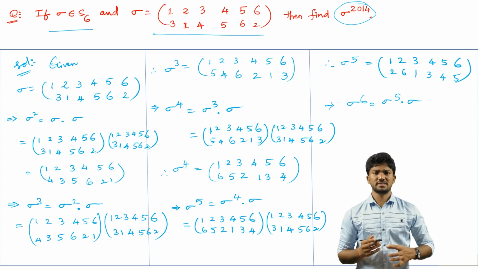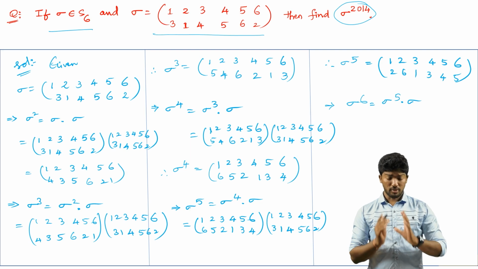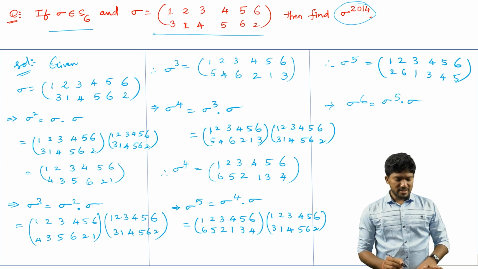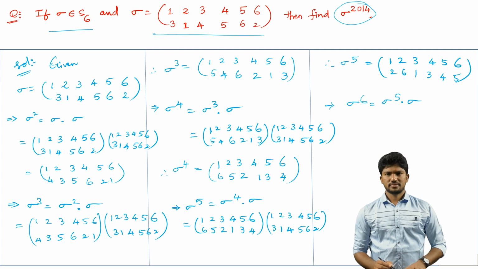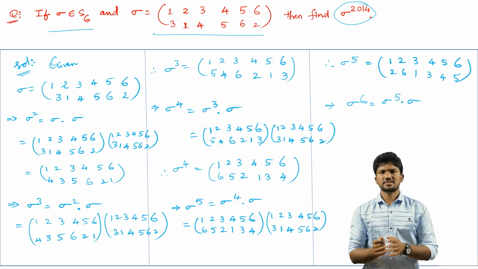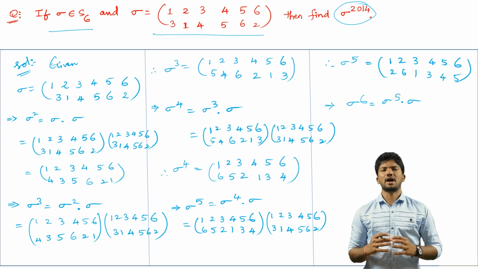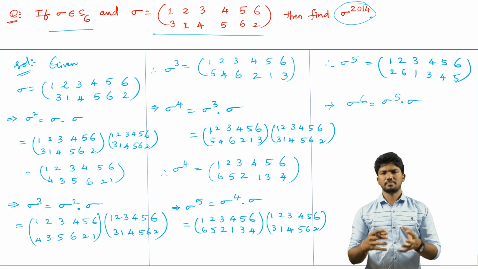Then, what is the process to solve this type of permutation problem? First of all, sigma is equal to 1, 2, 3, 4, 5, 6 over 3, 1, 4, 5, 6, 2. That is the given sigma value. To get sigma power 2014, first of all, we gradually have to apply the powers of sigma: sigma square, sigma cube, sigma power 4, sigma power 5, and so on.